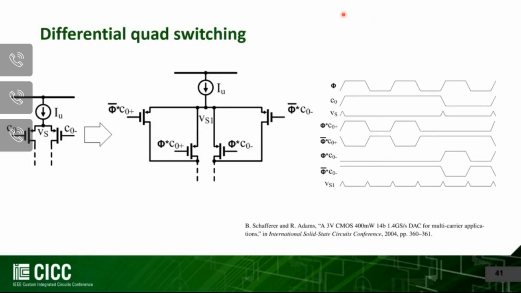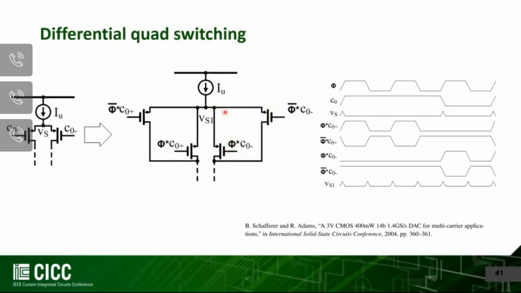So how can we do that while steering the current to the right output node only when it's needed? The trick is to add an extra switch to each side. If the current needs to steer to the left, then the two switches will turn on and off alternatively at every clock cycle. If the current needs to be steered on the right-hand side, then these two switches will turn on and off alternatively at each clock cycle.